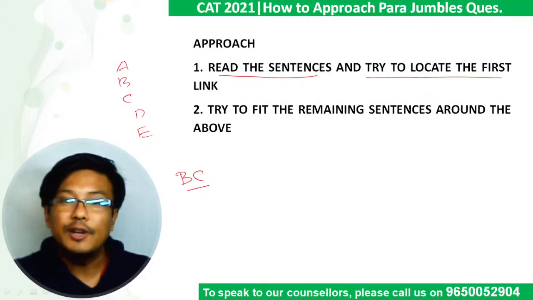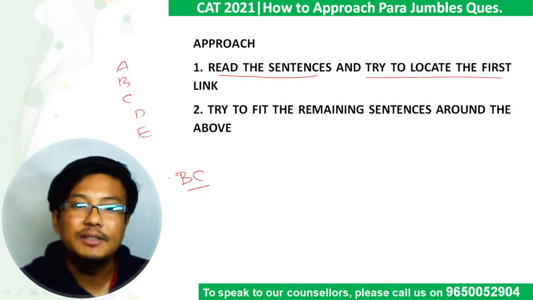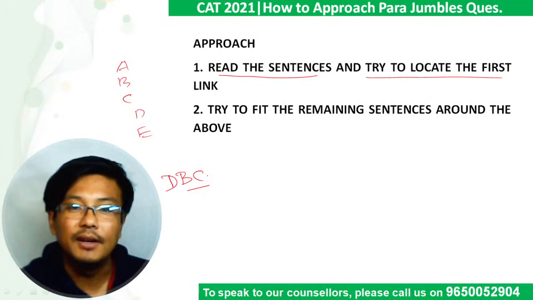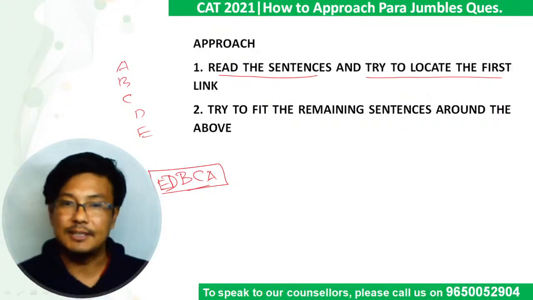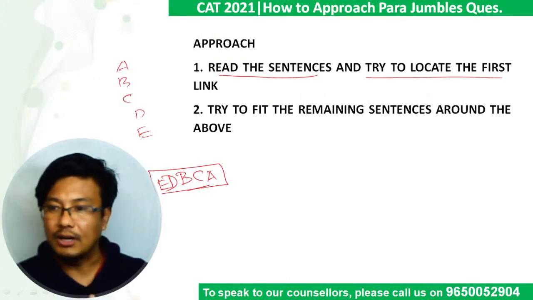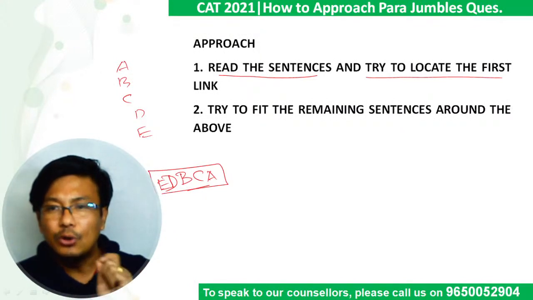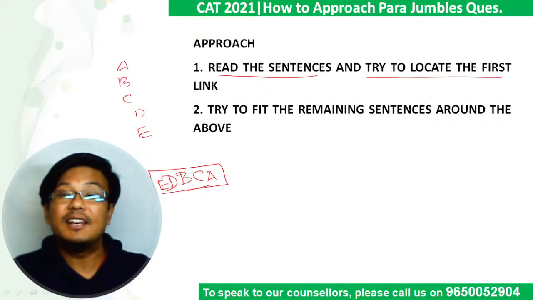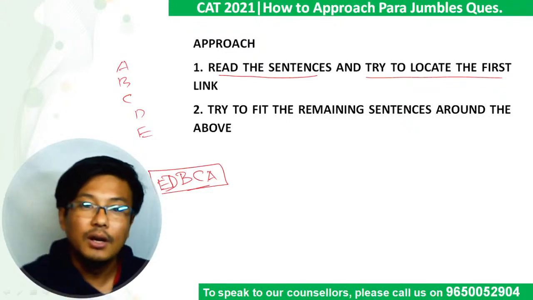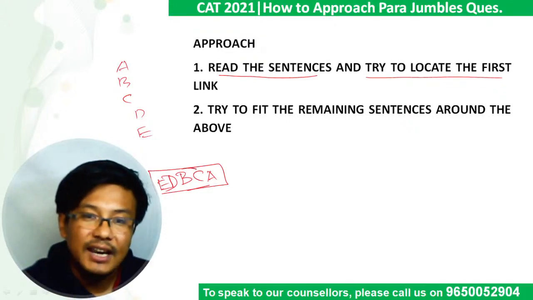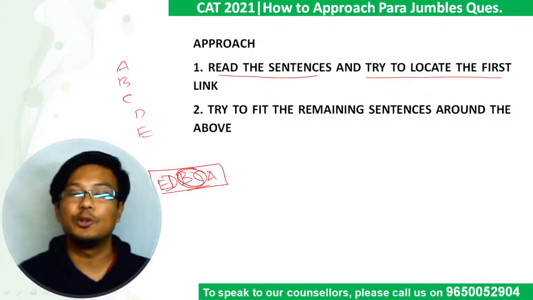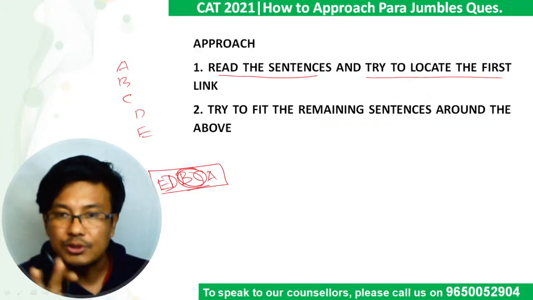Now try to fit the remaining sentences around BC. Okay, D will come here. It is better to keep E here. Now E fits, A fits in here. So this is the best approach. I hope all of you are clear about what I'm trying to point out. So read the sentences, try to locate the first link, and then fit the remaining sentences around it. The moment you get this first link, this is going to be the crucial factor.